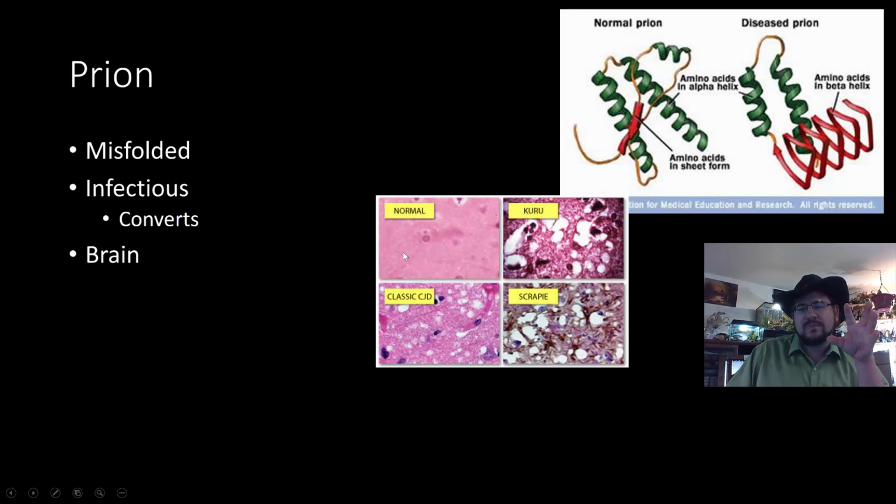So this is a normal brain dense with neurons. Here's Kuru, a prion disease. We see these big white holes in the brain. Creutzfeldt-Jakob disease. Here's big holes in the brain. Scrapie, a prion disease of the sheep. Big old holes in the brain. So it Swiss cheeses the brain and causes death. So how bad is a prion infection?